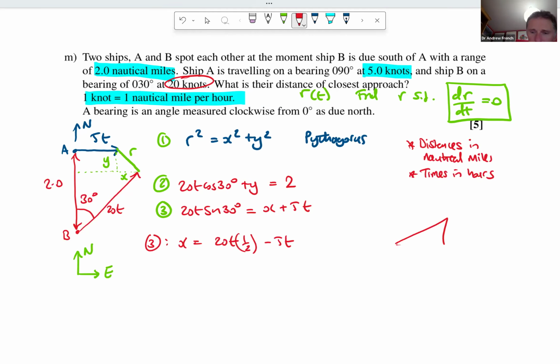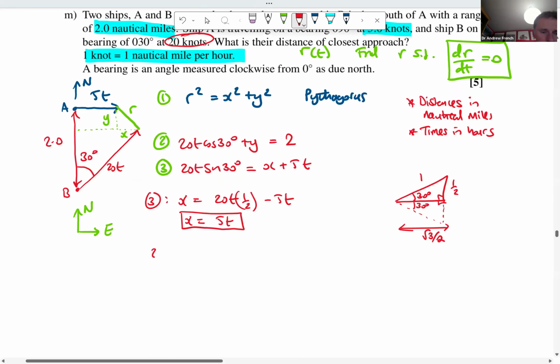So let's make sure we've got our special triangle here. So 1, there we go. We separate that out. That's 30 degrees as well. So we've got half, and then we've got root 3 on 2. Right, it's cos 30. So what do we got here? We've got 10t minus 5t. So I make that 5t. Yep, I think that's 5t. So x is 5t. And then what we can do now is let's look at number 2.